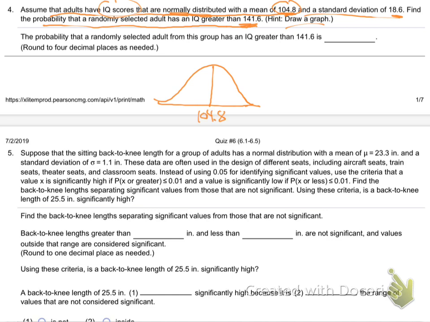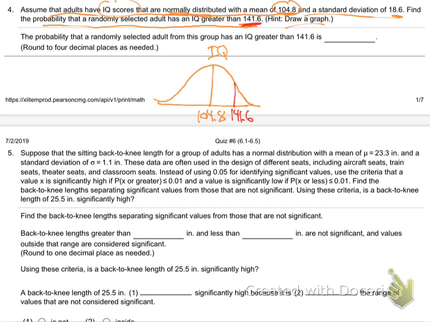That's the middle of the bell curve of IQ scores. Okay, and then where do we go from there? Where's the score 141.6? That's going to be way up here, somewhere to the right. How did I know to go to the right? That's bigger. 141.6 is bigger than the middle, bigger than the mean of 104.8.